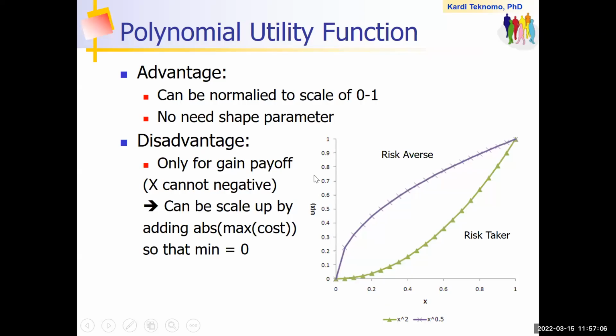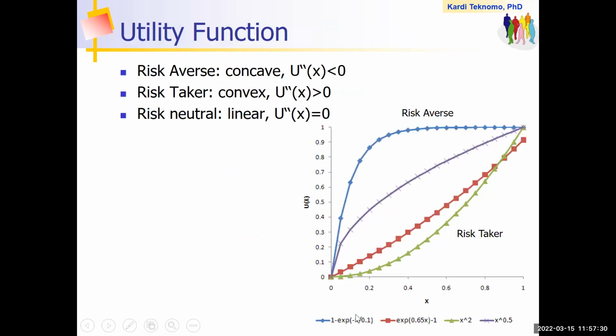If I use the polynomial utility function, the nice thing is I can normalize between 0 to 1. I don't need any parameter. But the problem is it's only used for x values from 0 to 1, so the cost cannot be put there. That's why usually I use the exponential function.